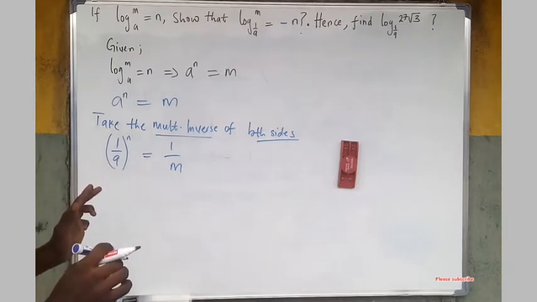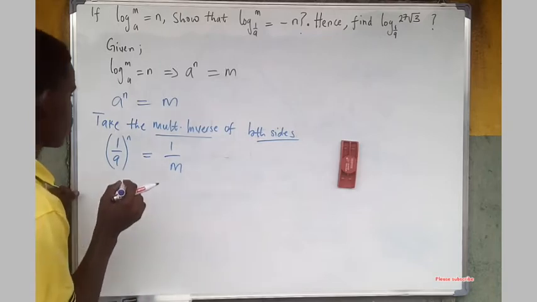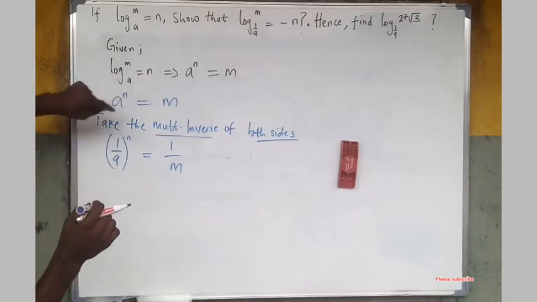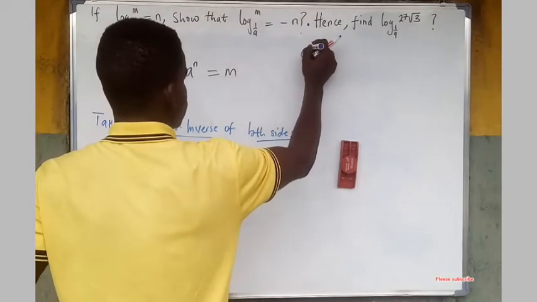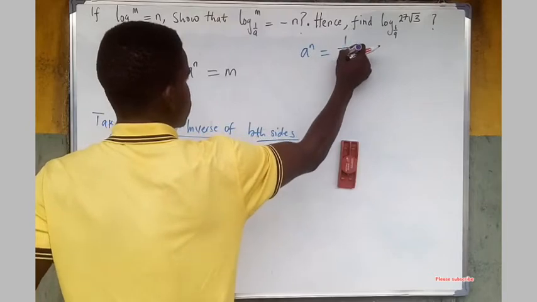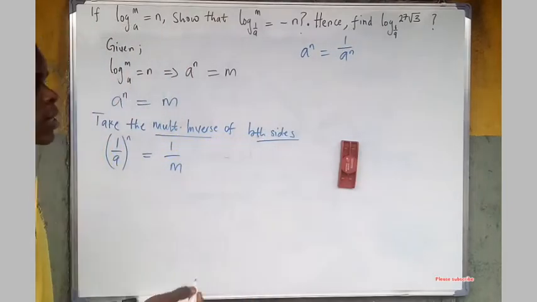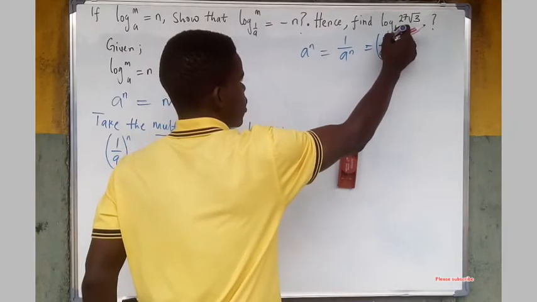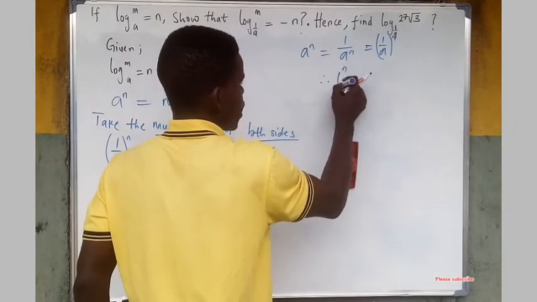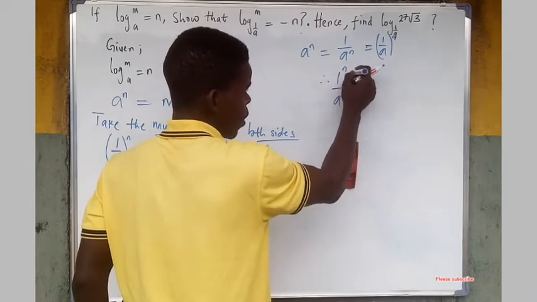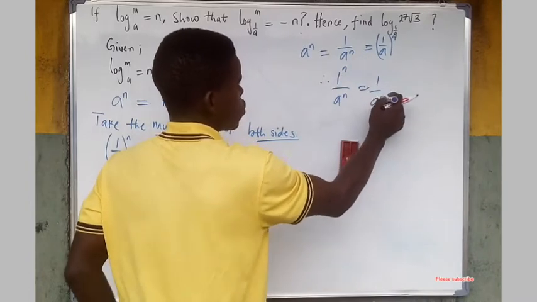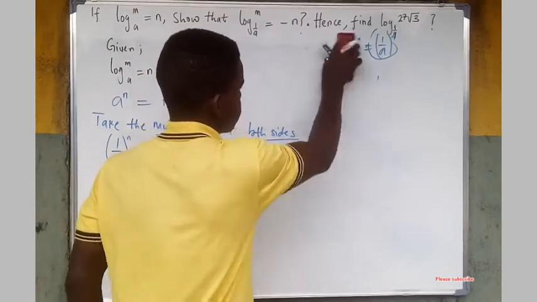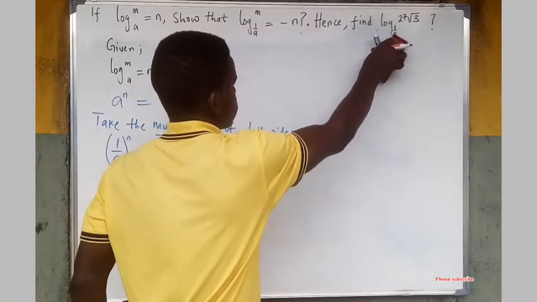Are you confused about this? The reciprocal of a to the power n is 1 over a to the power n. It is still the same thing, because 1 raised to the power n equals 1. Don't be confused, it's the same thing as that. So we go on.